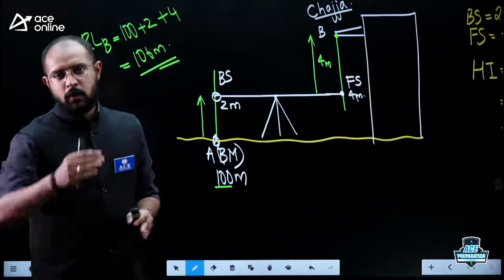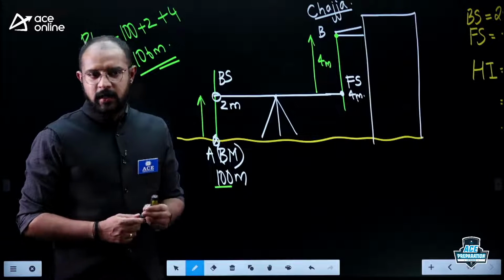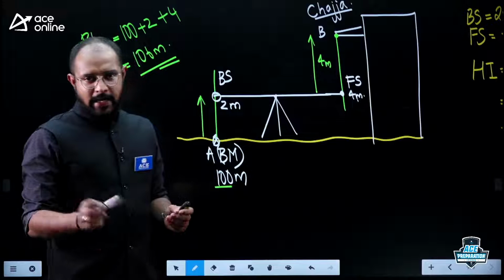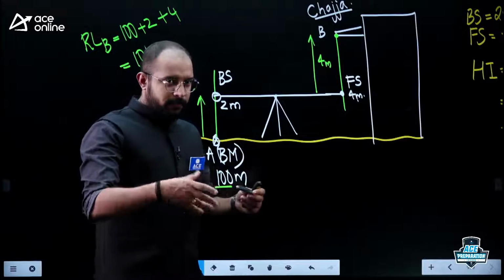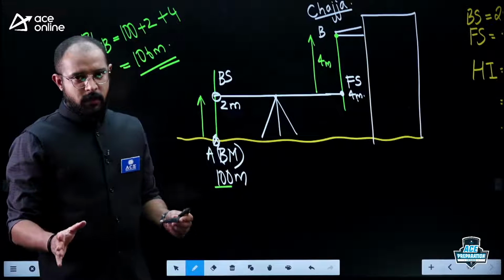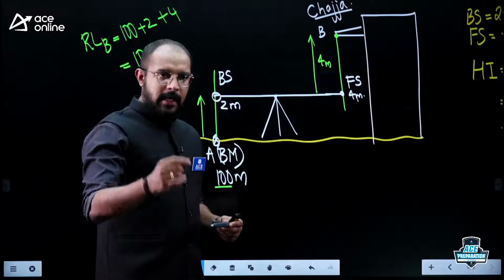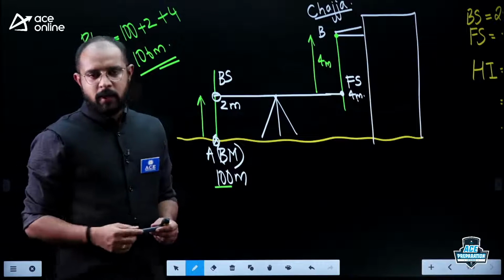So this is how you solve questions from inverted staff reading. We had a small discussion of how the height of the instrument method is done. The procedure of booking is not important for GATE, absolutely not important for GATE. Terminology is what we discussed. That's very, very important to understand.